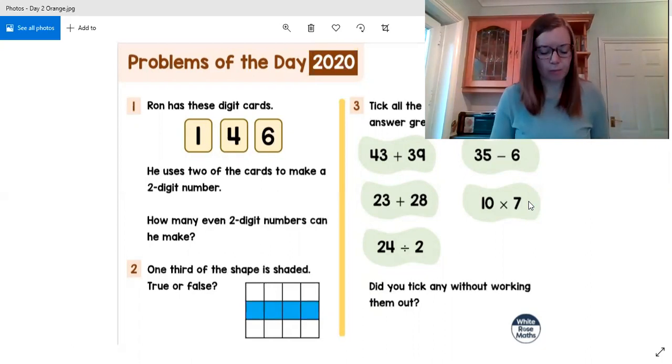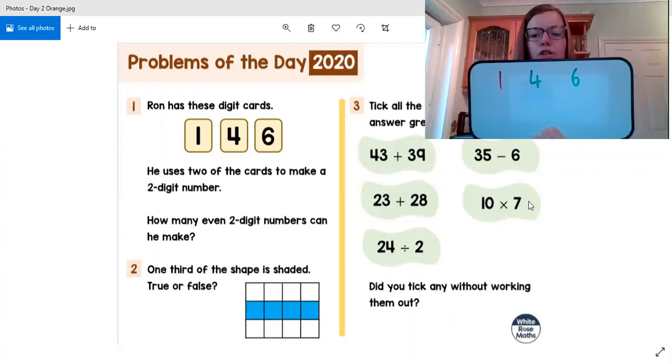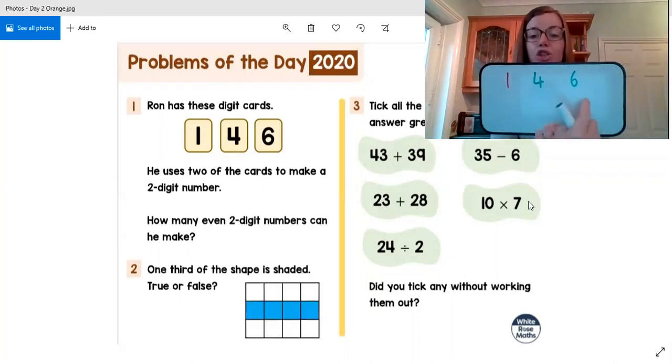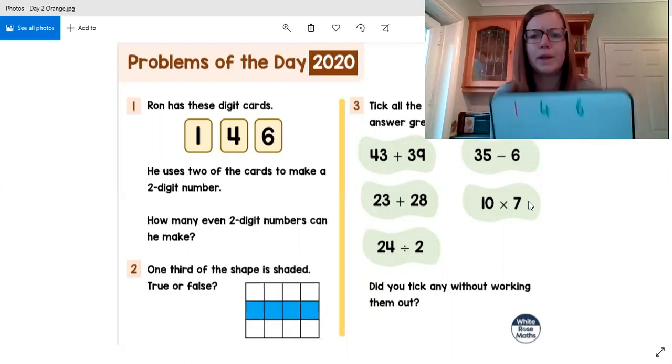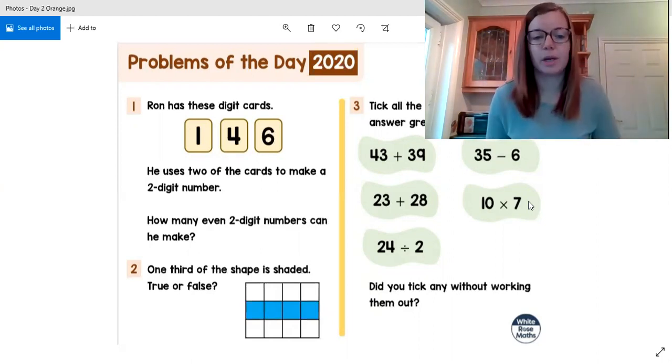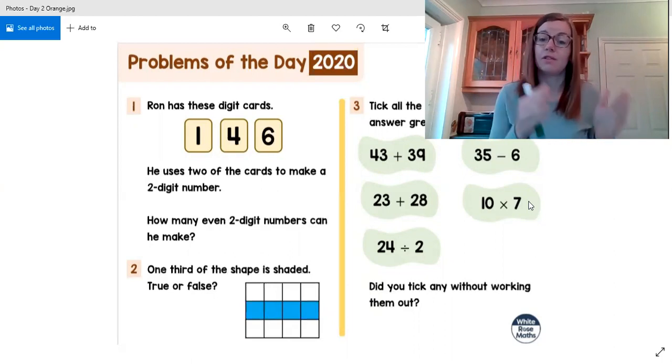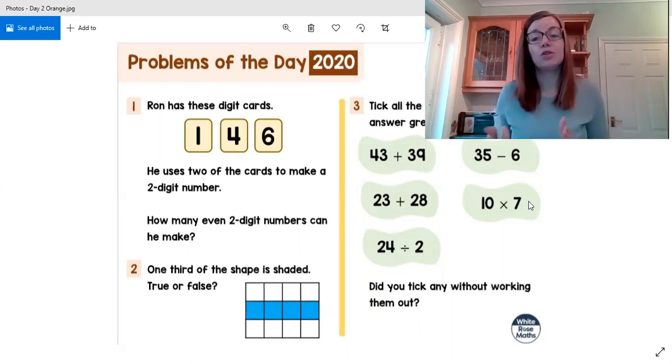Okay, so the first job is to look at those 3 digit cards and say, well, which are even numbers? 1 is not an even number. 4 and 6 are even numbers. So now we have to think about the combinations of these numbers, what we can do to make a 2-digit number that is even. Remember what I said about those even numbers, so in this case 4 and 6, have to be on the end or in the units column of our number.